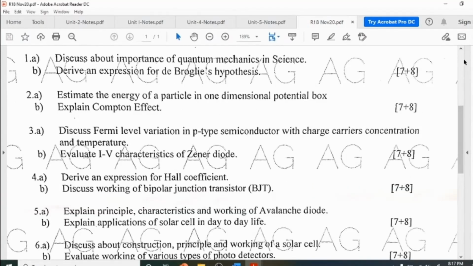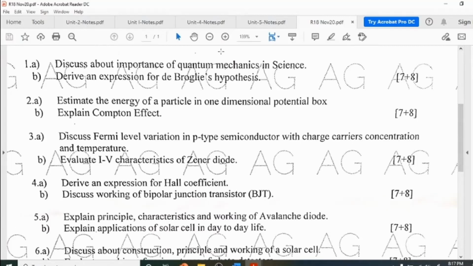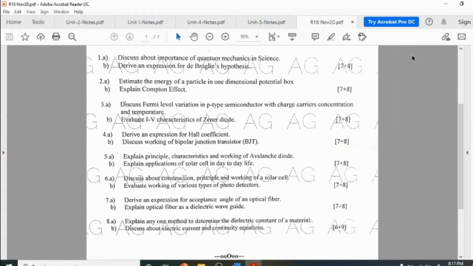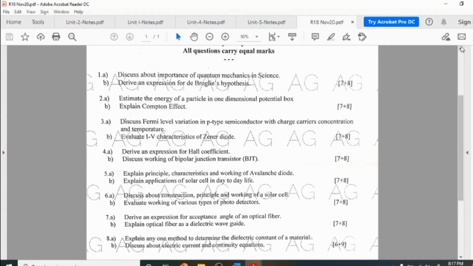Okay, this is how the pattern is. I've shown you the paper. I would reduce the size to 100% so that you can see even less, so I would make it 90 so that you can see the entire paper. This is how the paper is: 8 questions in the JNTUH examination. Now can you have a view?